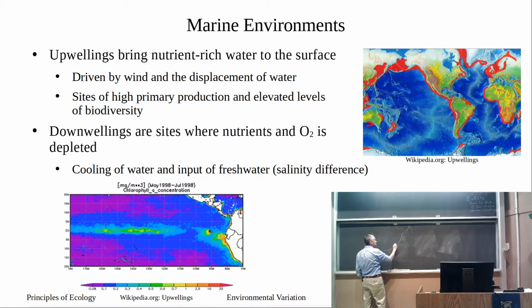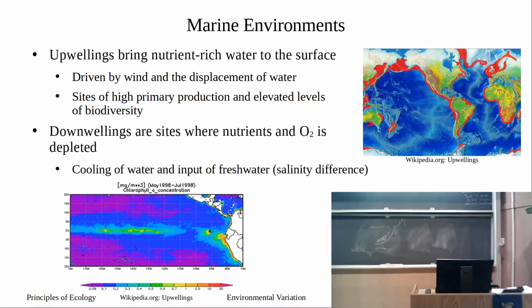Say that's our Andes Mountains, all right? We have our current flow moving that way, because our globe is moving that way. This water mass has to get replaced. So where does it get replaced? It draws the water up from the depths to take its place. This water is cold and nutrient rich. That is a site of an upwelling.